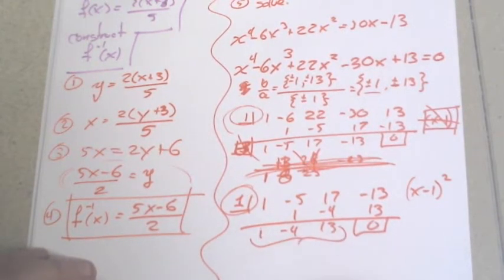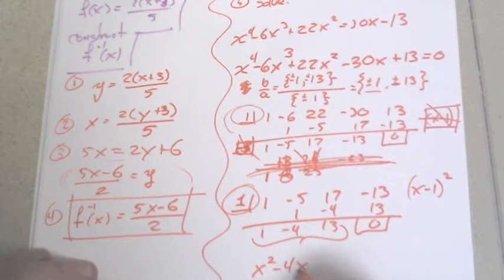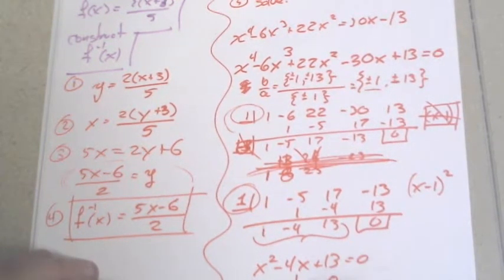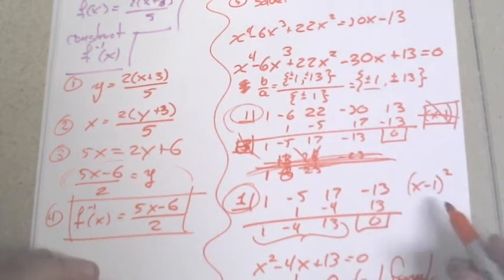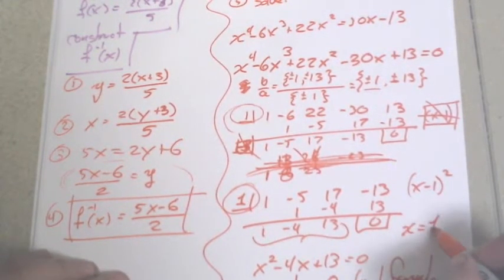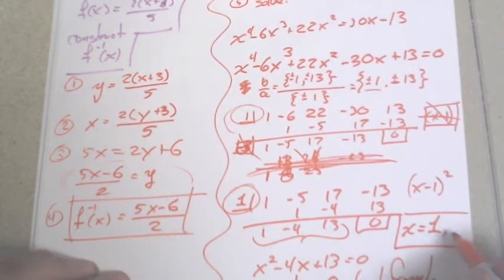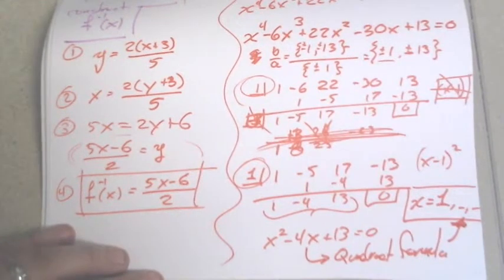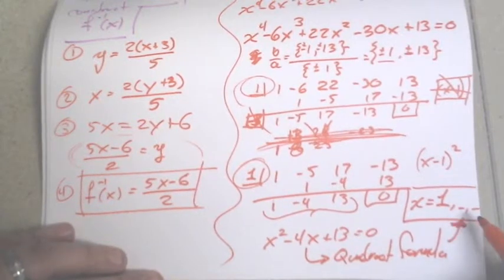And the nice thing is we're now left with a quadratic. So we now have x squared minus 4x plus 13 equals 0. This is a quadratic we can solve with the quadratic formula if it's not nice and factorable, which it's not. Quadratic formula. And that quadratic formula will give you your other 2 solutions. So you'll have x equals 1 with multiplicity 2, and you'll have the other 2 solutions that the quadratic formula gives you. Those might be real and irrational, or they might be complex numbers, whatever they happen to be.